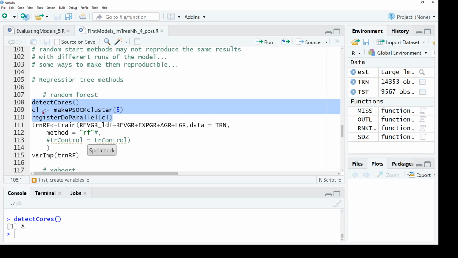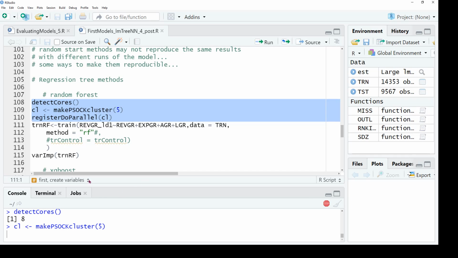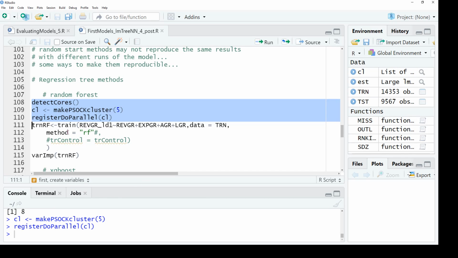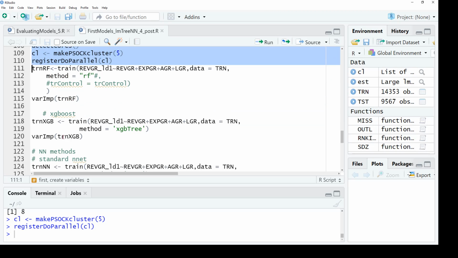Okay, so I'm going to run this. This 109 says create how many clusters you're going to allow your machine to use, how many cores, and then this is set up the parallel running, and it uses this thing. So, okay, we run this. Now R will be running in parallel for anything that it can run in parallel, and if you run a package that can't do that, then it's not going to matter, but caret is set up for a number of models run in parallel.